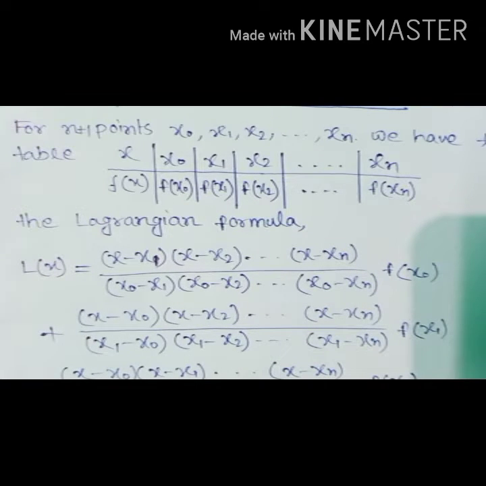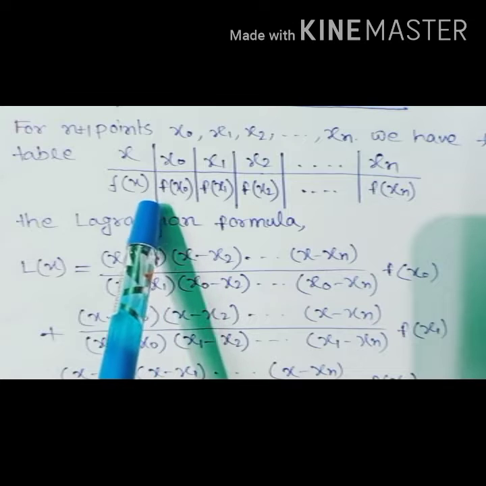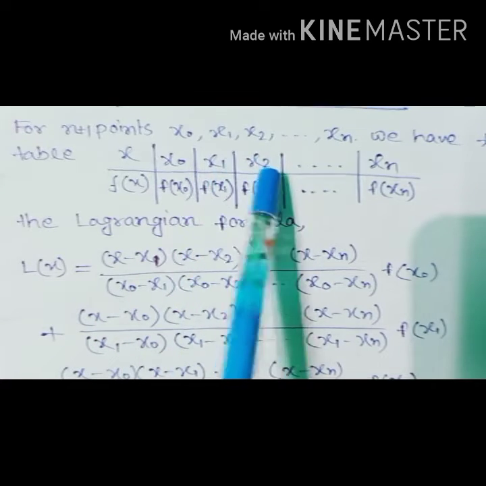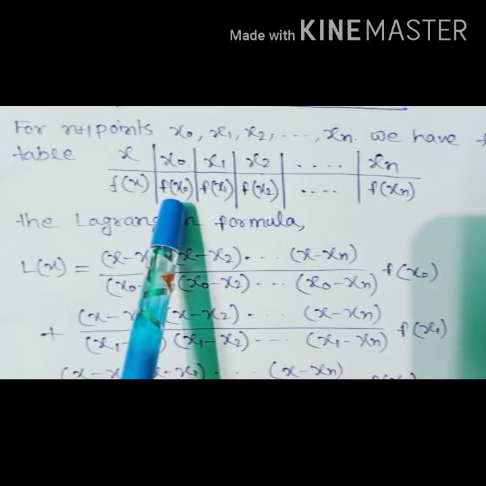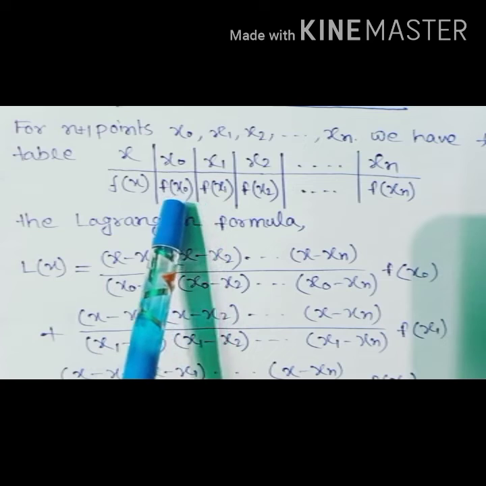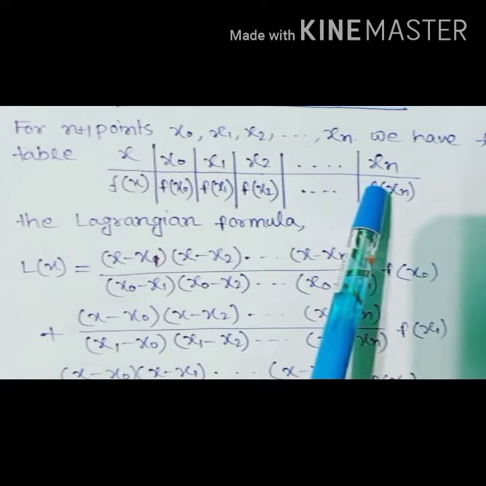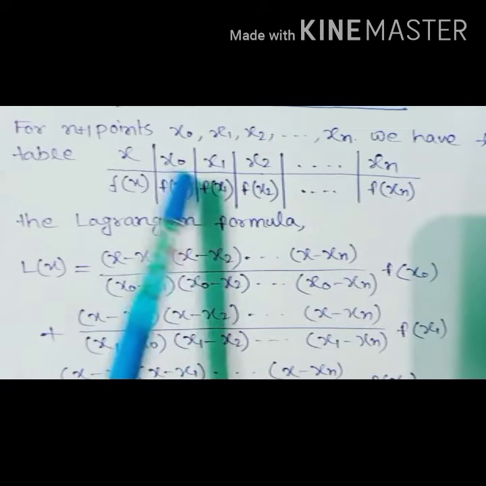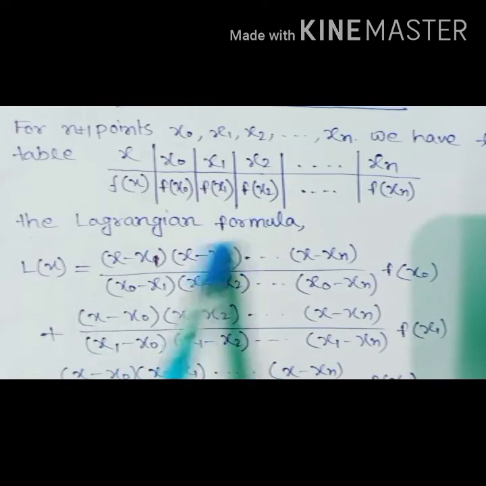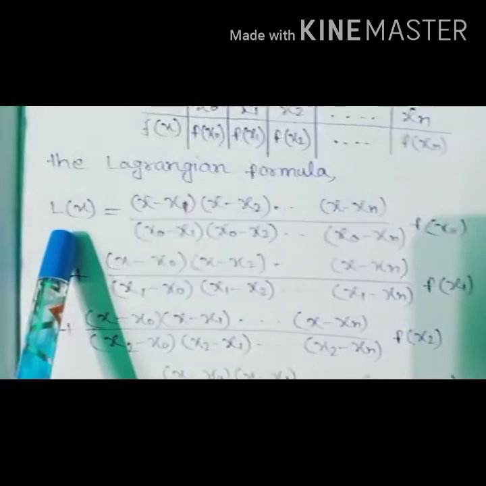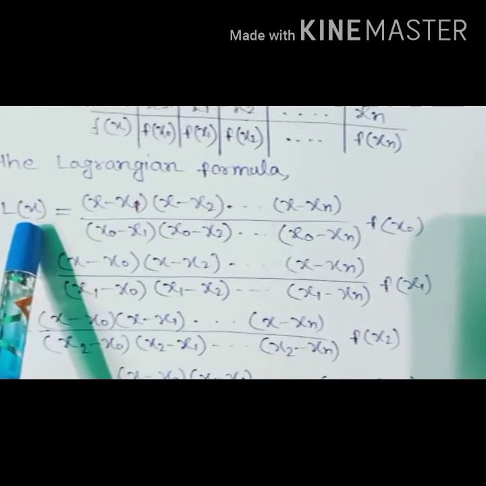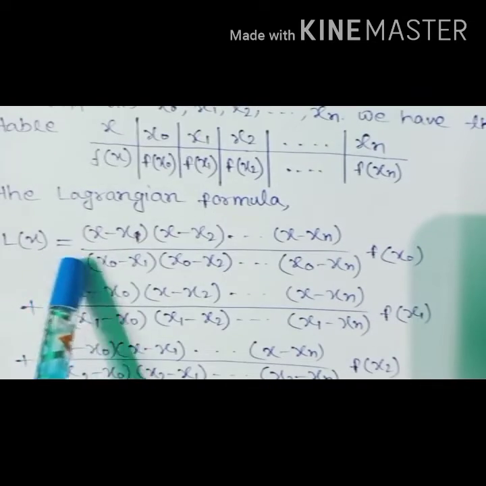Here, see, I have written the table for n plus 1 points x0, x1 to xn. There is the value of fx, which is actually y, and the corresponding values are these. So for these n plus 1 points, how do we write the Lagrangian formula? Lx is a polynomial, and for that we have the formula like this.